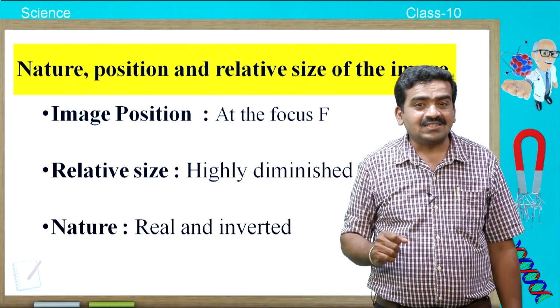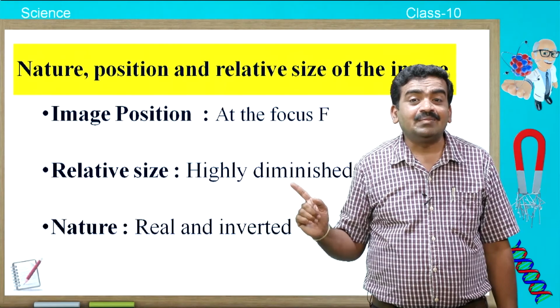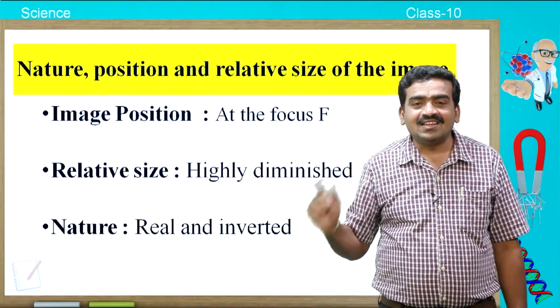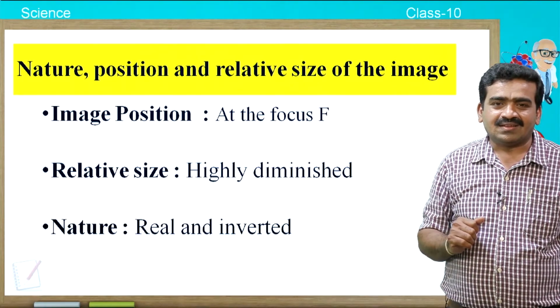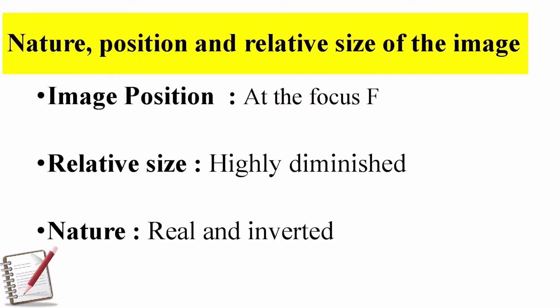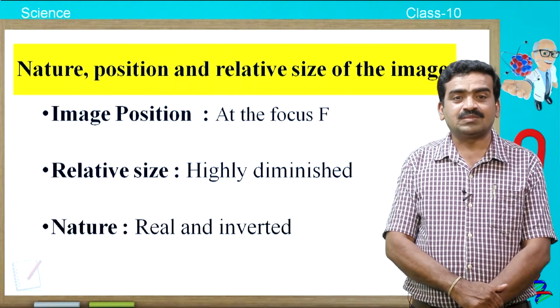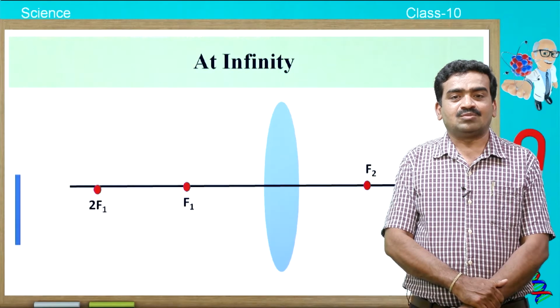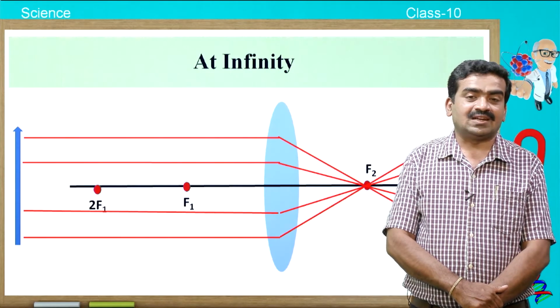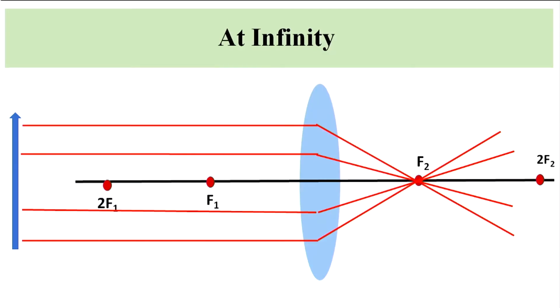What about the relative size? The relative size is highly diminished, and in this case the nature of the image is real and inverted. So, just recall it again. When the object is placed at infinity, the image position is at principal focus, the size of the image is highly diminished, and the nature of the image is real and inverted. You have to note this point. I am showing you again, see the animation and recall the points related to the object at infinity.